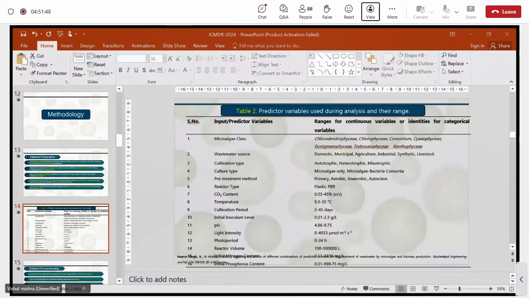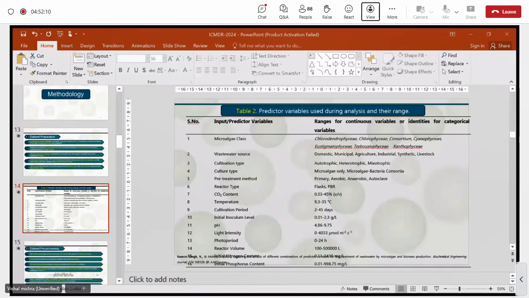For maintaining the photoperiod in our simulated reactor system, we used timer circuits to control the time period. The reactor volume was around 100 to 50,000 liters. It was scaled up using some equation. Then initial phosphate content, initial nitrogen content, and so on. The different contents were also analyzed. So this is the processing.